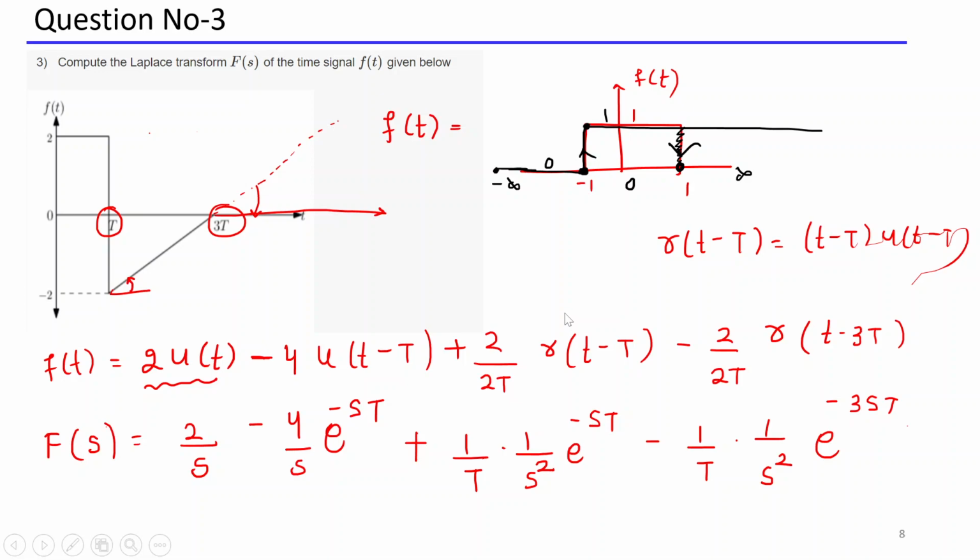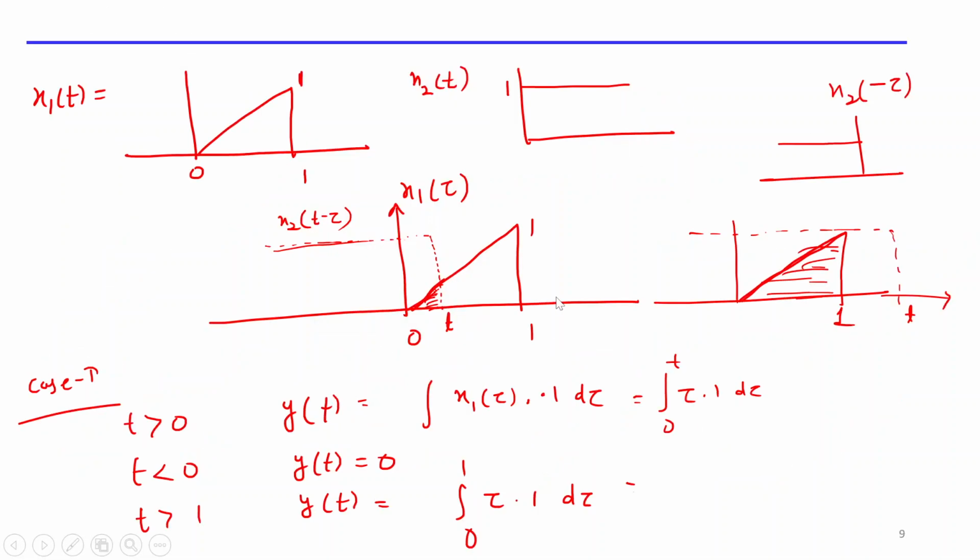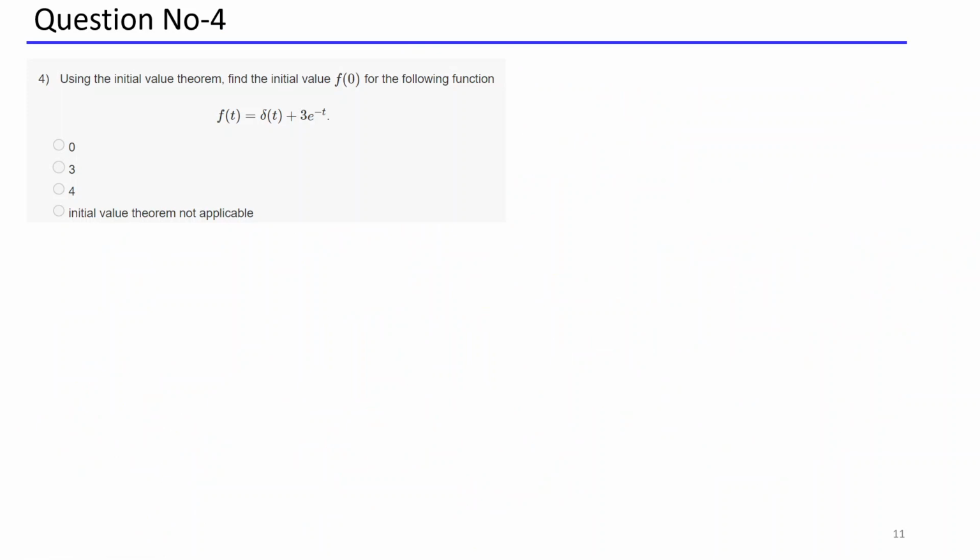So moving towards the next question. Yes, it is a very important question. Initial value theorem and final value theorem are also covered in week 2. Using the initial value theorem, find the initial value f of 0 for the following function. What is the answer? Four. The answer is 4.